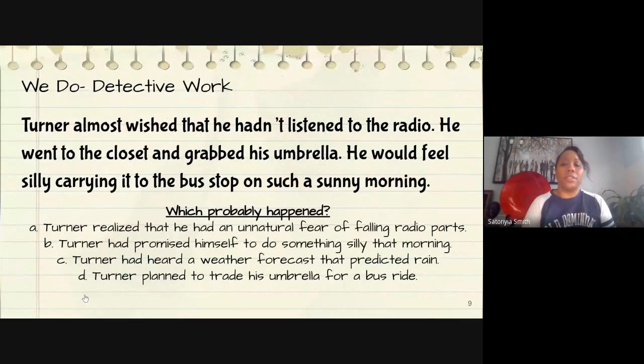Turner almost wished that he hadn't listened to the radio. He went to the closet and grabbed his umbrella. He would feel silly carrying it to the bus stop on such a sunny morning.